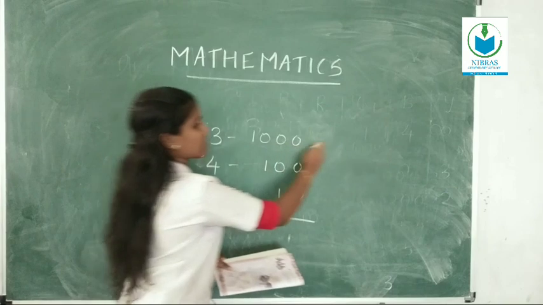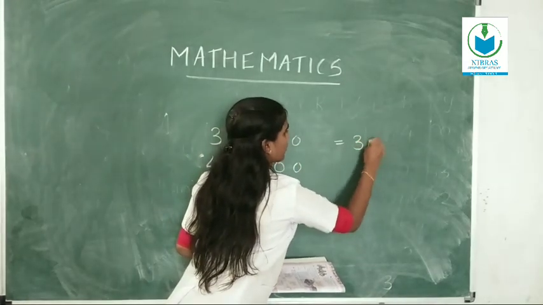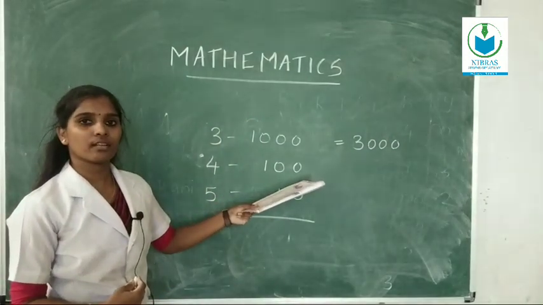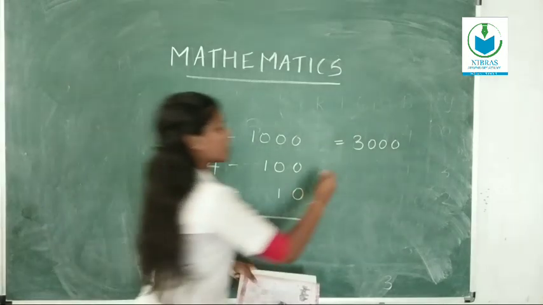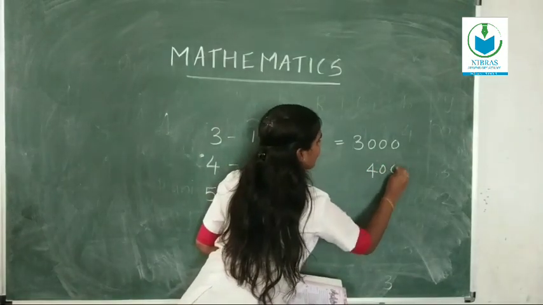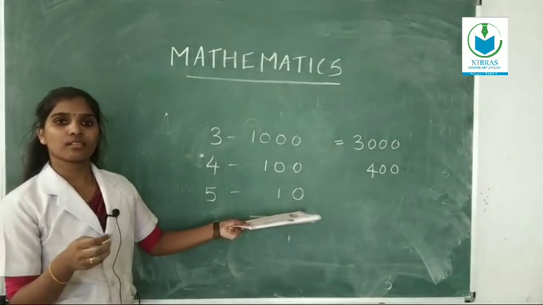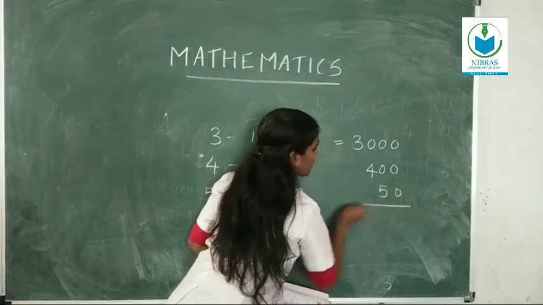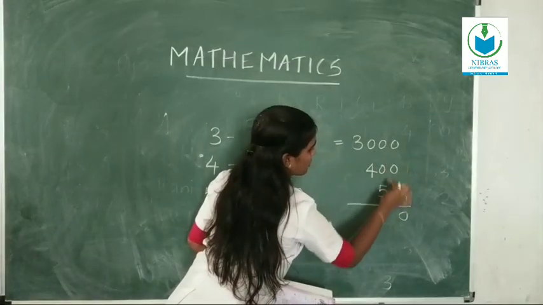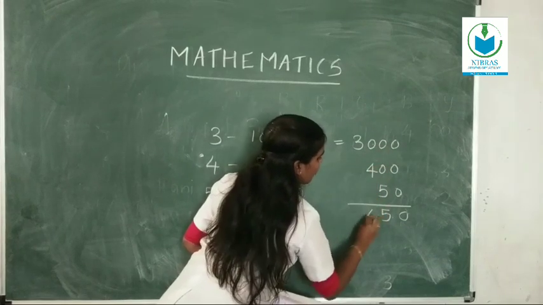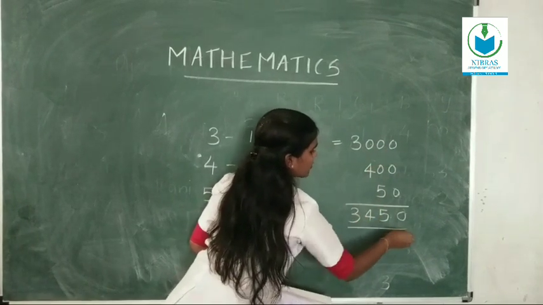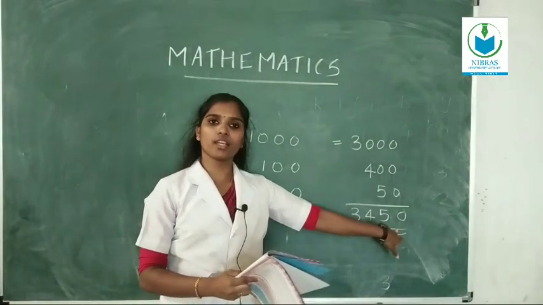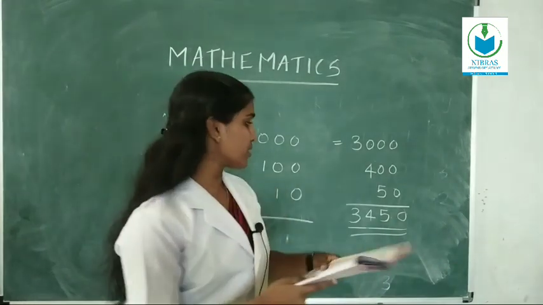Okay, so 3 thousands make 3,000. Okay, 1,000 plus 1,000 plus 1,000, 3,000. And then 4 hundreds make 400. Okay, and then last one, 5 tens. What is 5 tens? Yes, 50. Okay, so the total price is 0, 0 plus 0 plus 5, 5, 0 plus 4, 4 and 3. Okay, so the total price is 3,450. Okay, so all of you write it in figures.